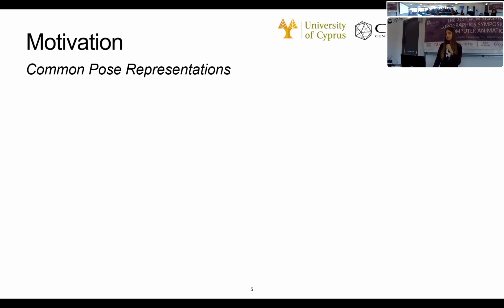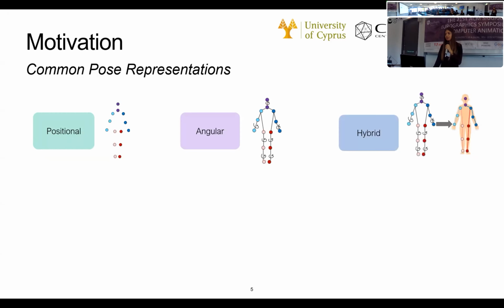In the literature of human motion analysis and synthesis, it is common to express a single frame of motion in terms of positional, angular, or hybrid representations. That means that a function maps the motion features extracted from the motion capture file into the desired representation, which is then used as input to a data-driven model.